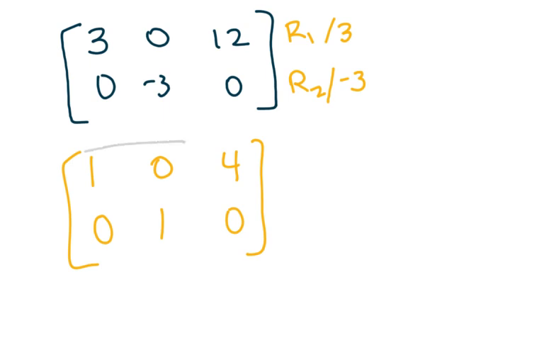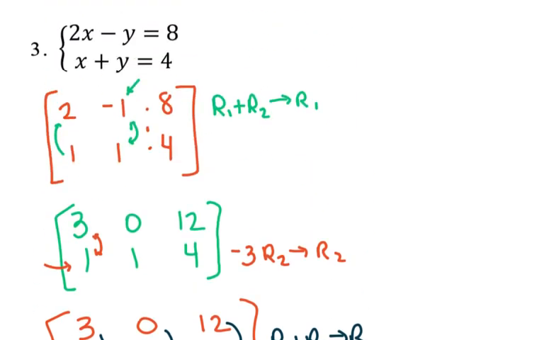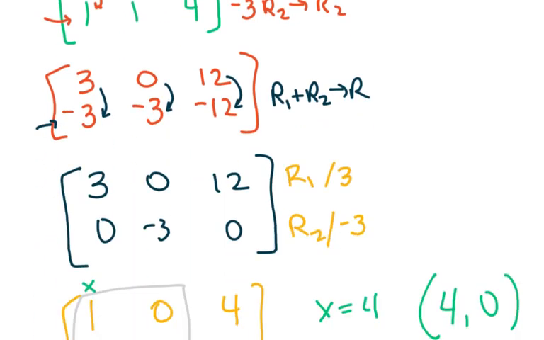So this part of my augmented matrix, that's the part that I want, and so I'm ready to say what my solutions are. So this being my x and this being my y, I'm going to say x is equal to 4, y is equal to 0. So the ordered pair, if I was going to graph these two lines, then they would intersect, their solution would be at the point 4, 0.